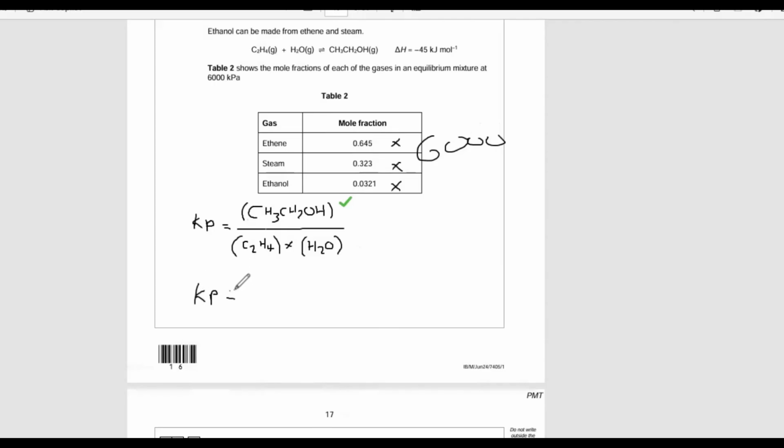And I'll show you where I always make a mistake. If you're not a natural mathematician, there are some points where you will make mistakes. I would say that I'm quite good at mental maths, but I'm not necessarily a natural mathematician. So for ethene, I've done that times that, and I've got 3870. So that's going underneath over here, 3870. That's the kPa for ethene.